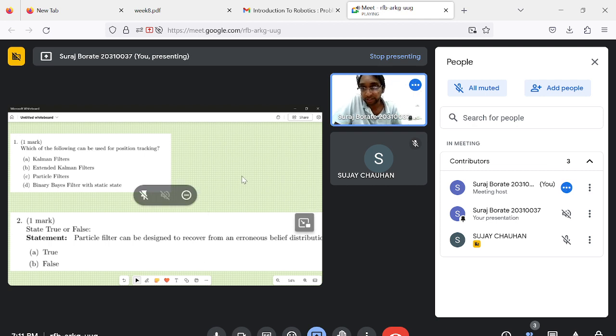Okay, so the first question is, which of the following can be used for position tracking? Kalman filters, extended Kalman filter, particle filters, Bayes-based filter with static state. What do you think?